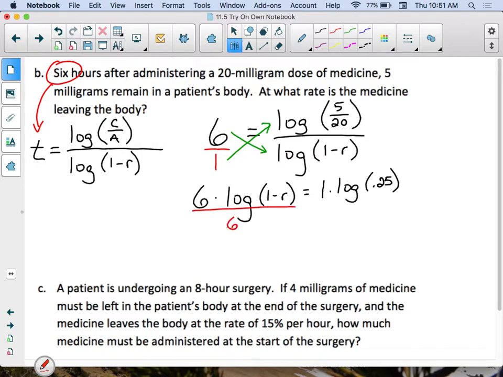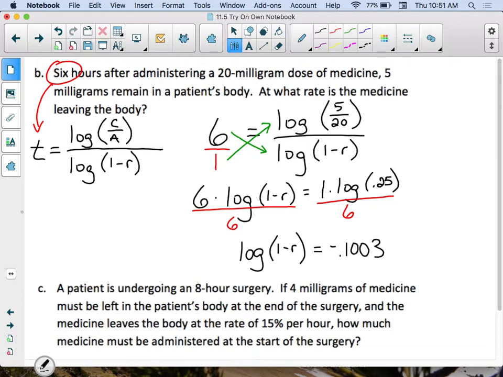And you're like, well, why are we doing that? Because we want to get the logarithm that has the variable in it all by itself. We want to get that isolated. So we have log of 1 minus r equals, and if you plug in the log of 0.25 and then divide it by 6, you get the value negative 0.1003.